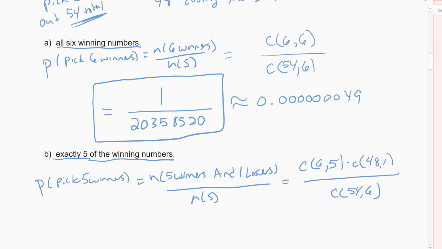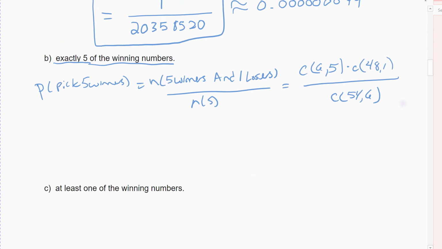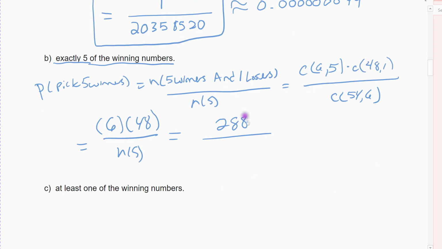All right, which is the same as before. 54 choose 6. So up top, combination 6 choose 5 is 6. Combination 48 choose 1 is 48 over my universal set, and I'll write it out in a second. 6 times 48 is 288 over that same number up here: 2,0,3,5,8,5,2,0.